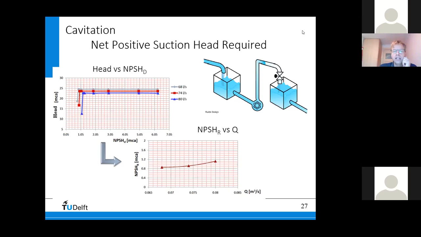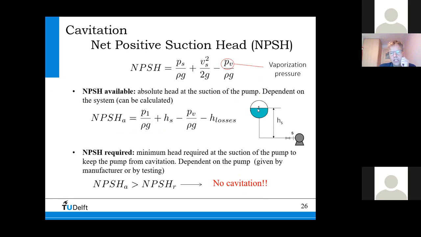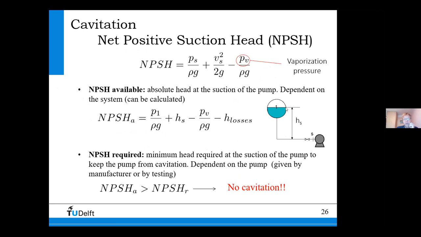So the question is, is the net positive suction head dependent on the system the pump will use? Yes, of course, that's true. Because like I said on this one, it depends on the losses. If you have very high losses in this pipeline and the pressure is defined here, you get a low pressure or low head at the inlet of the pump. So you will probably have cavitation here. So the net positive suction head available really depends on the system, and the required one really depends on the design of the pump.